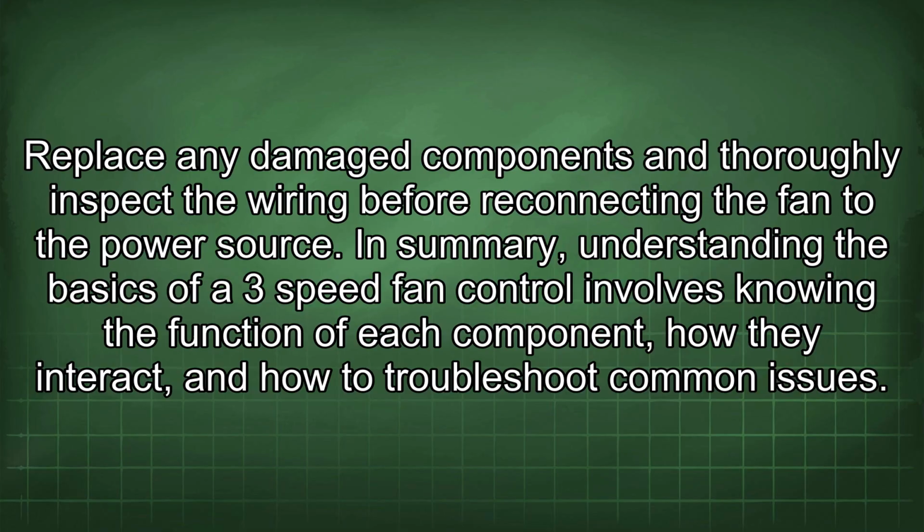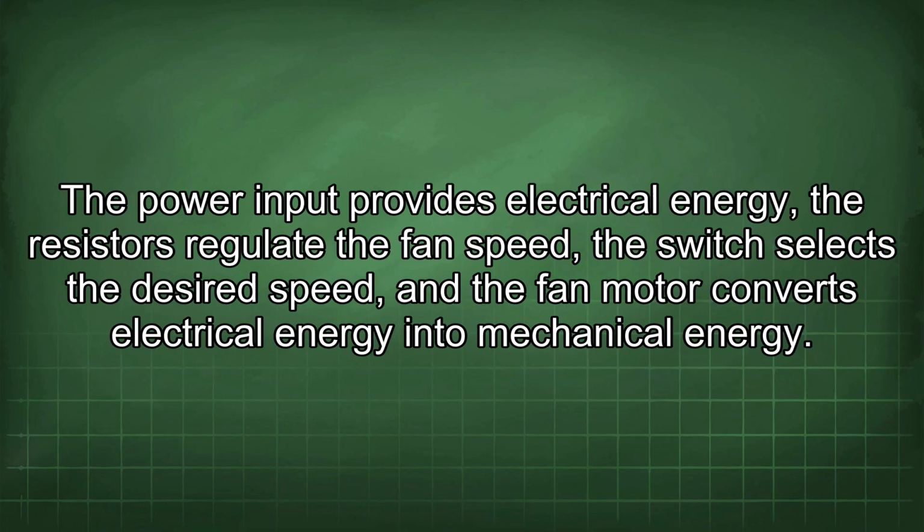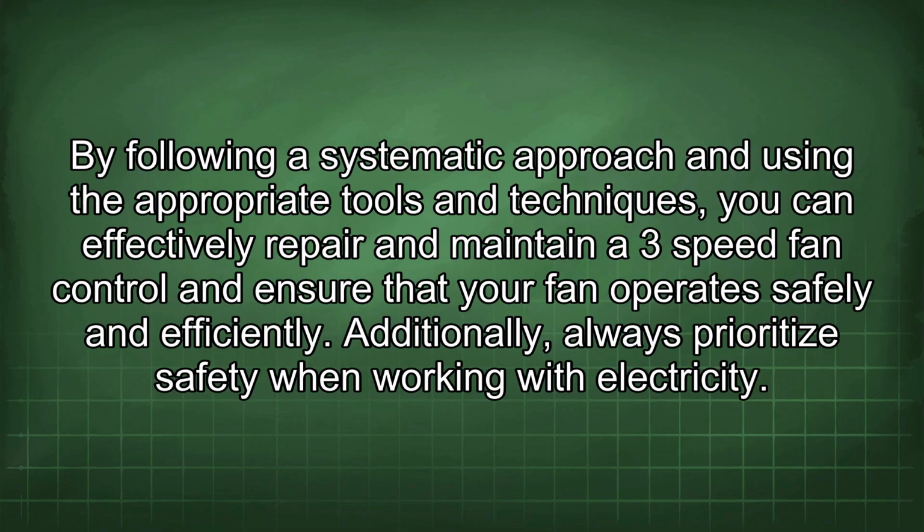In summary, understanding the basics of a 3-speed fan control involves knowing the function of each component, how they interact, and how to troubleshoot common issues. The power input provides electrical energy. The resistors regulate the fan speed, the switch selects the desired speed, and the fan motor converts electrical energy into mechanical energy. By following a systematic approach and using the appropriate tools and techniques, you can effectively repair and maintain a 3-speed fan control and ensure that your fan operates safely and efficiently.